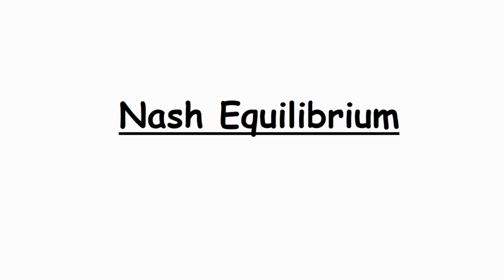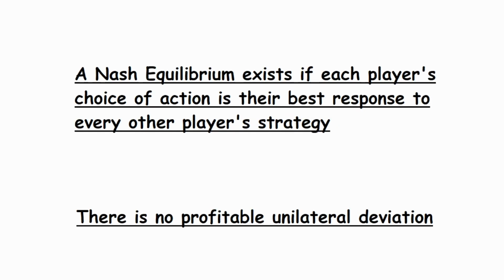Hi everyone, in this video I'm going to explain what Nash equilibrium is and how you can find Nash equilibrium in simultaneous move games. So a Nash equilibrium exists if each player's choice of action is their best response to every other player's choice of action. So there is no incentive to unilaterally deviate from the chosen outcome.